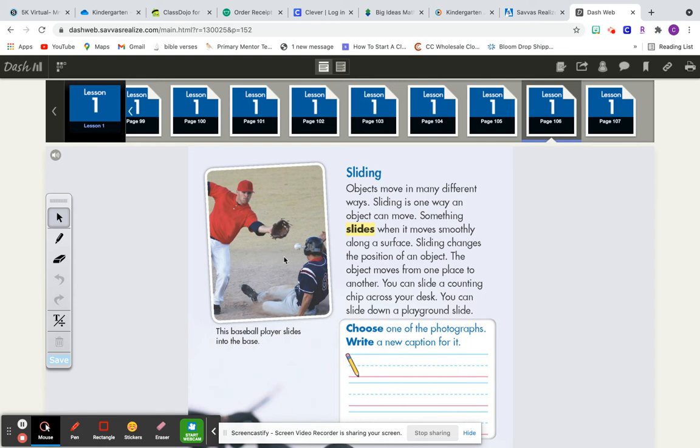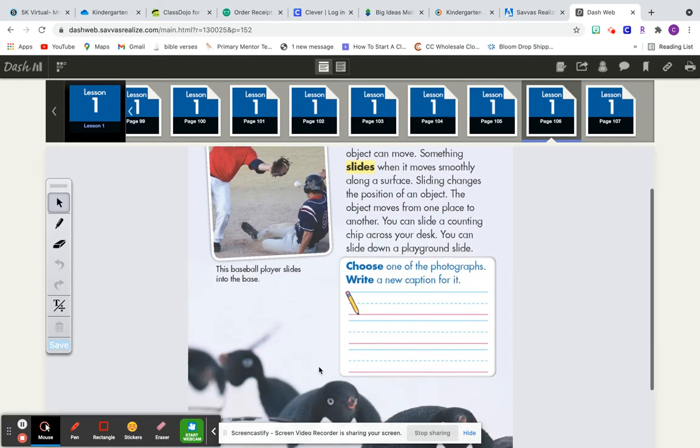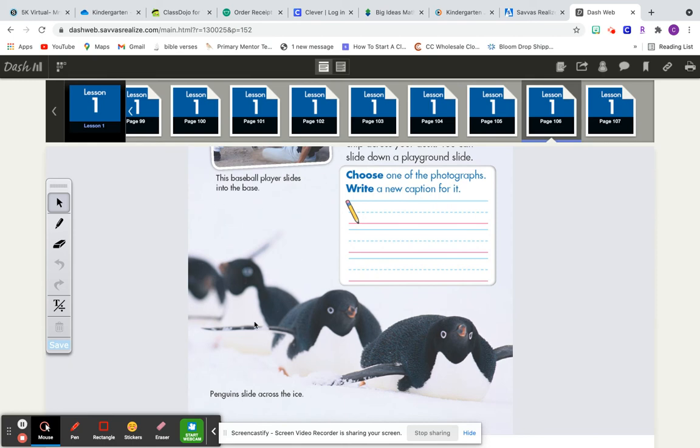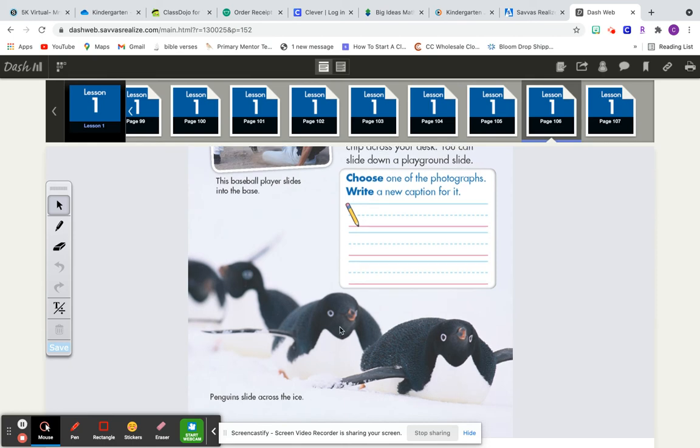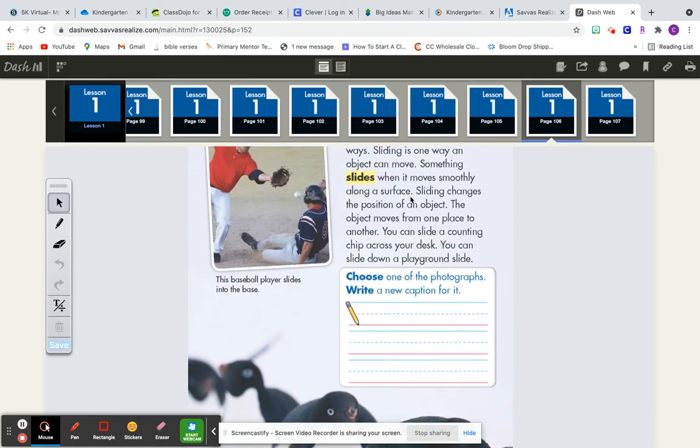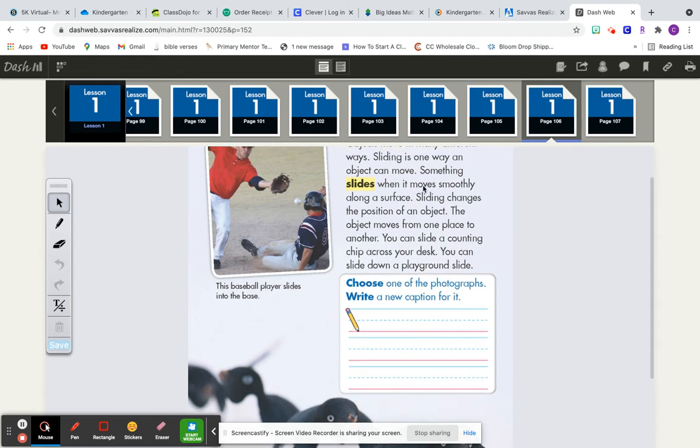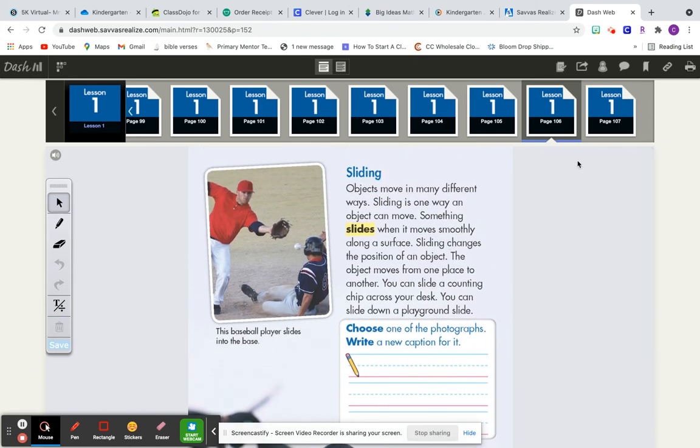So here's a picture of a baseball player that's sliding into base. And then you see penguins sliding across the ice. So just remember, sliding, you're going to go further and faster across a smoother surface.